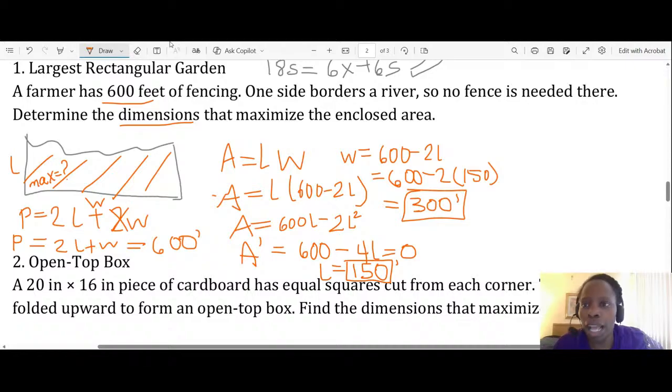So let's go ahead and put that in the chat. For number 6, the length equals 150 and the width equals, oh, hold on, what did I say? 300. That's number 6.